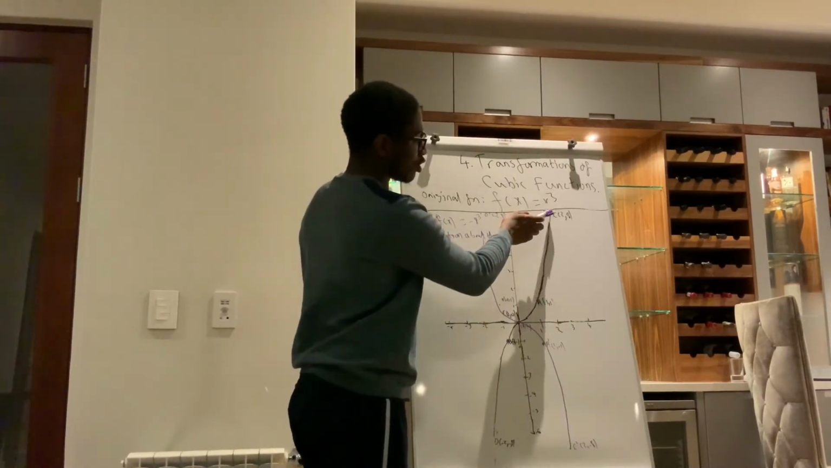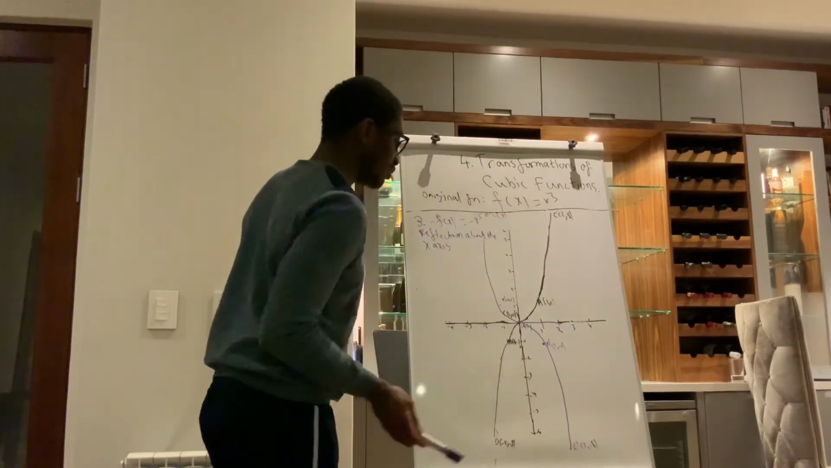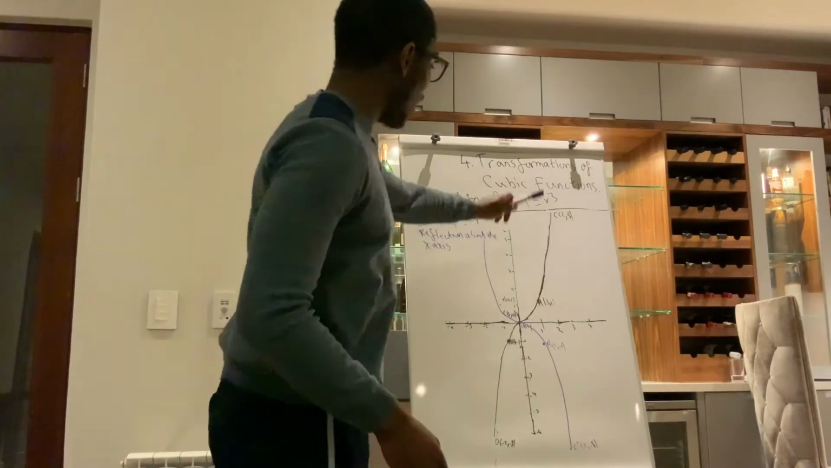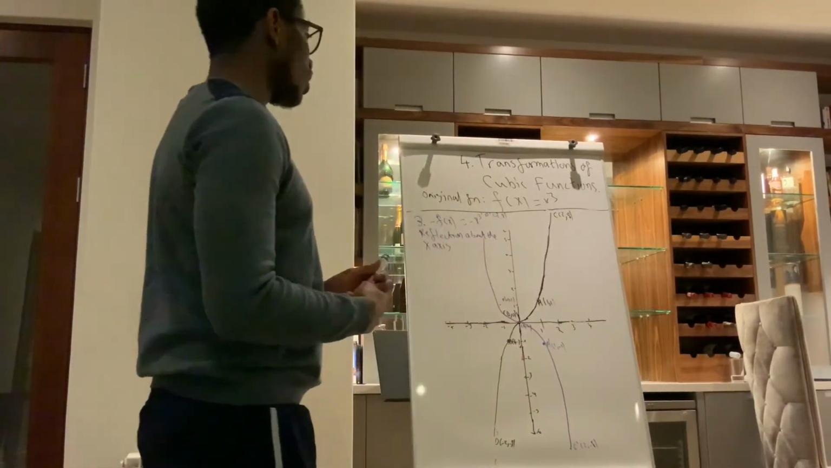And we can see the same is true for point C and point C dash, and point D and point D dash. And so we see they're just reflections of each other about the x-axis. Right.